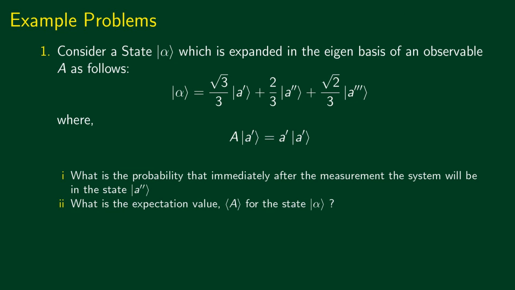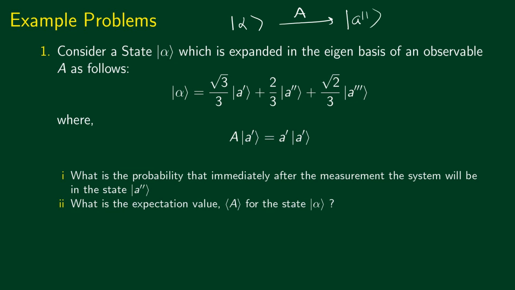Now the question is this: what is the probability that immediately after measurement the system will be in the state ket A double prime? We know that during a measurement the state of the system changes. Suppose you are measuring the observable A, it changes to one of the eigenkets of A. This is the basic measurement theory. So it changes either to ket A prime or to A double prime or to A triple prime. We don't know exactly which it's going to change to, but we can calculate the probabilities. So what's the probability that this change happens from alpha to ket A double prime?